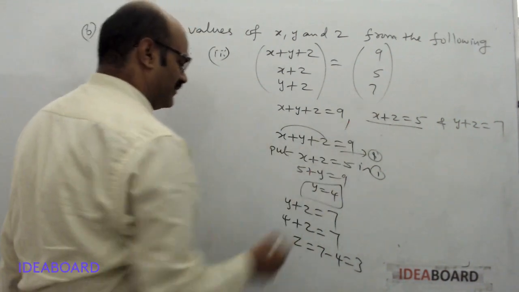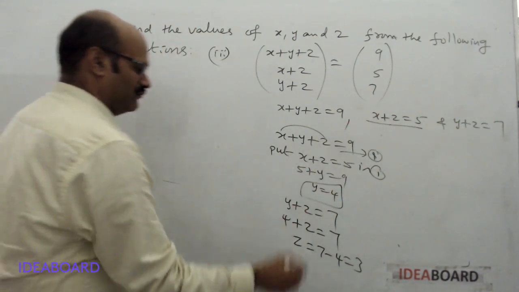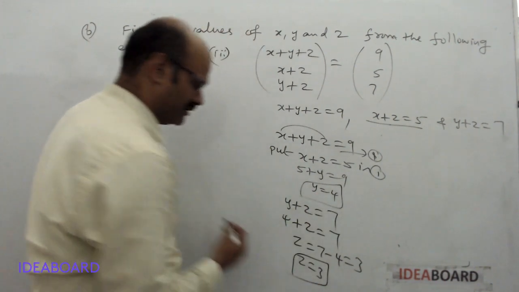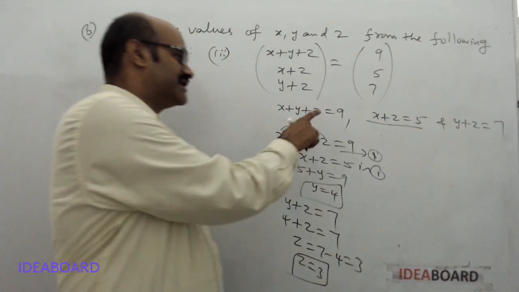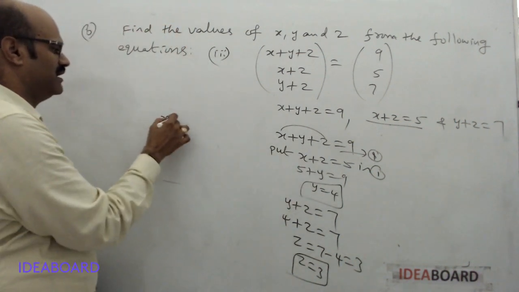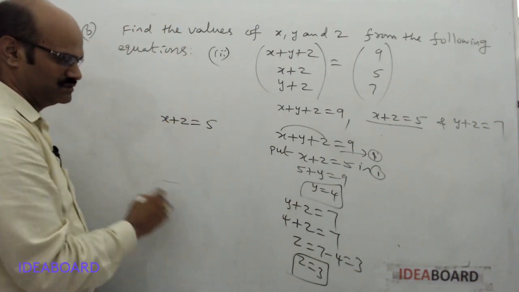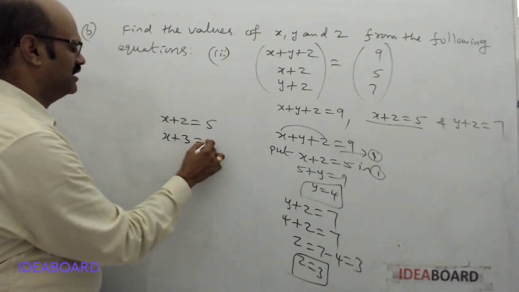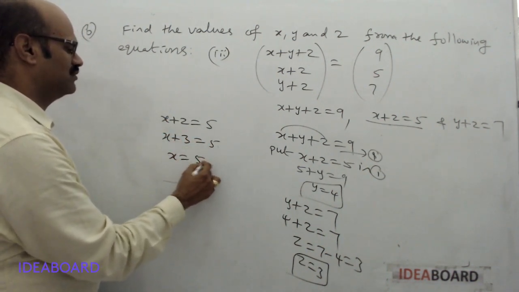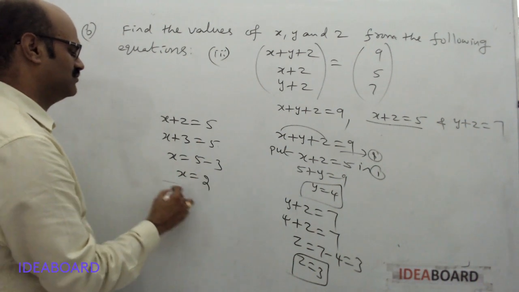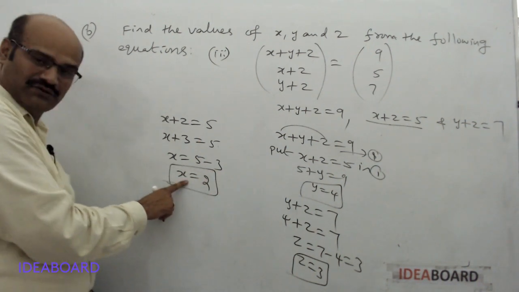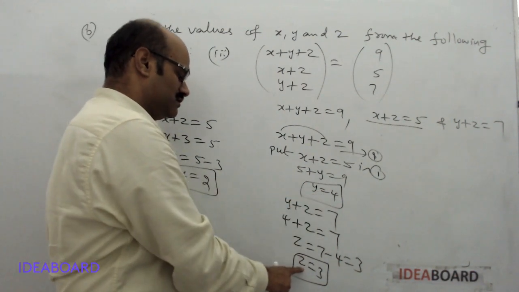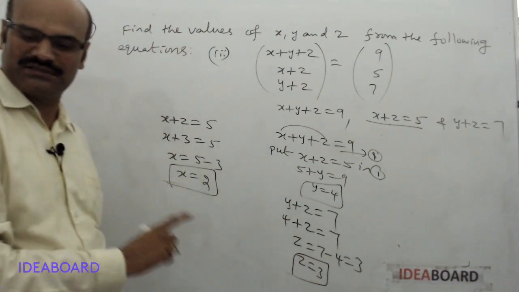Now we have to find the value of x. We got y equal to 4, z equal to 3. So it implies take x plus z equal to 5, x plus 3 equal to 5, x equal to 5 minus 3. So x equal to 2. Therefore x equal to 2, y equal to 4, z equal to 3. This is the solution.